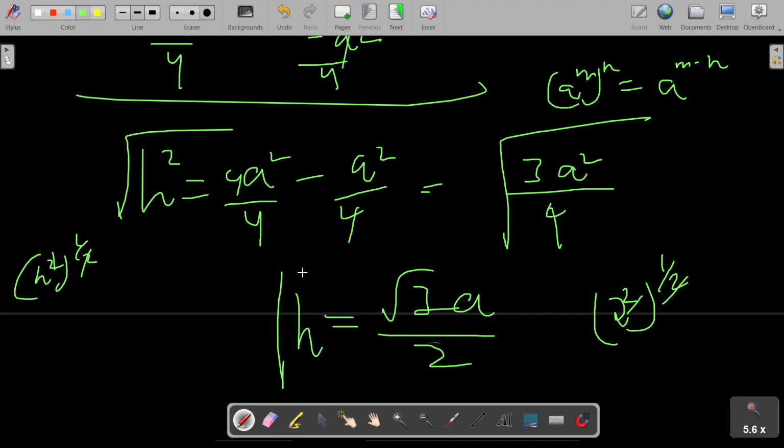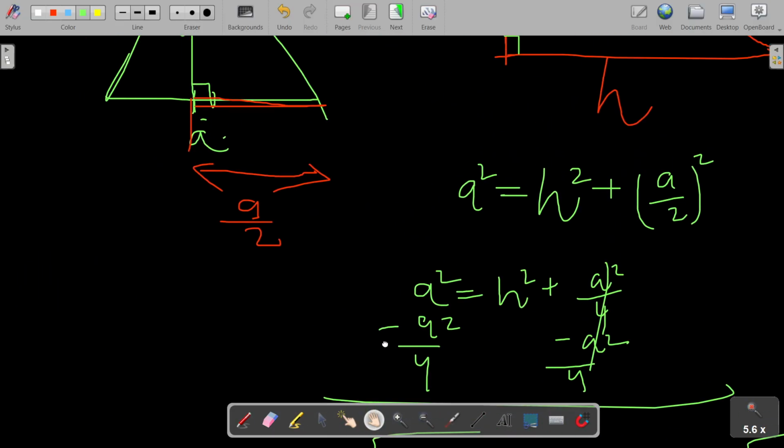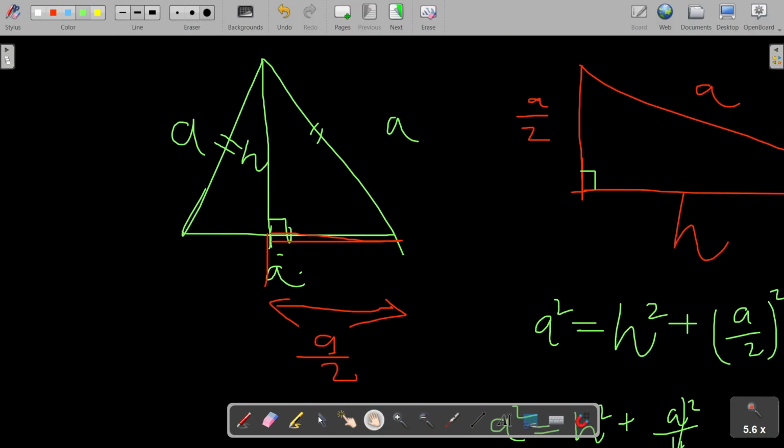We got the height of the triangle as root 3 a over 2.